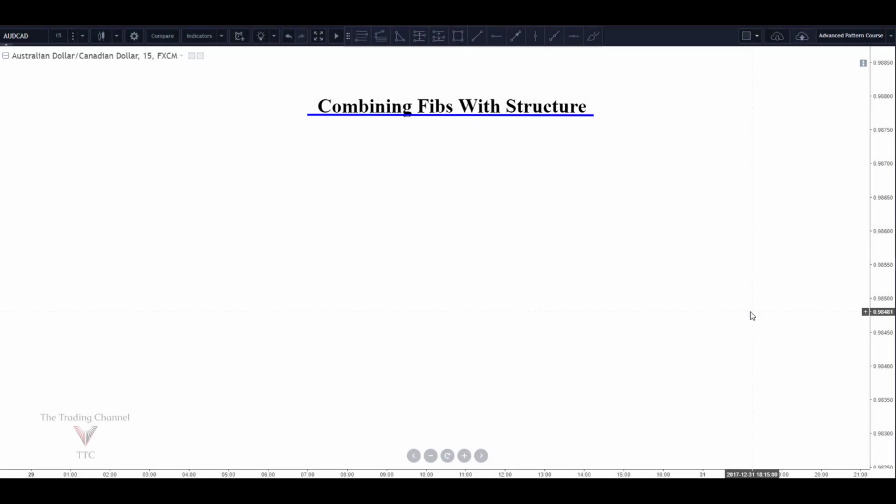Okay traders, let's go ahead and discuss a little bit about what we're going to look for while day trading today. What we've done is combined Fibonacci retracements and extensions with actual major and minor levels of structure in order to create accurate trading opportunities. So what I'm going to do is draw something like that out for you.